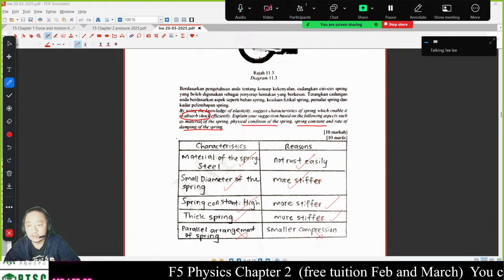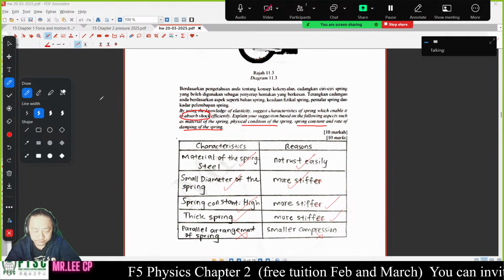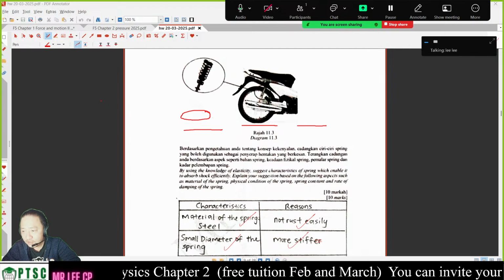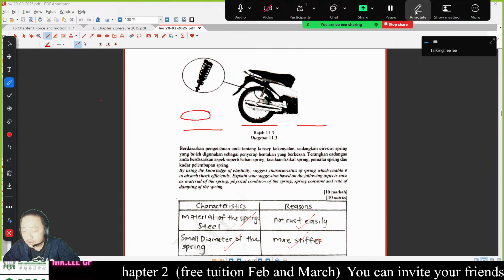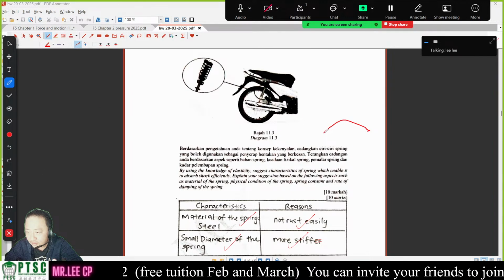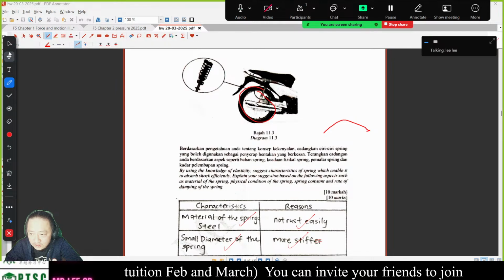Okay, now absorb shock. For example, this is your motorbike, and this one is a spring. So when you pass through a bump, let's say you got a bump here, your motorbike goes through.